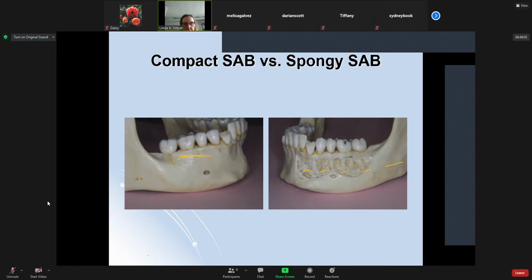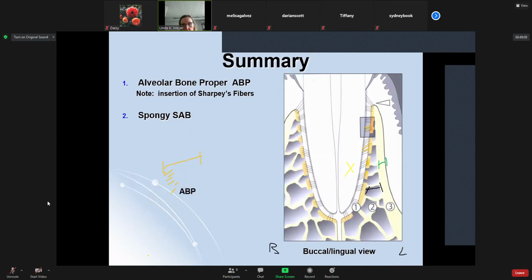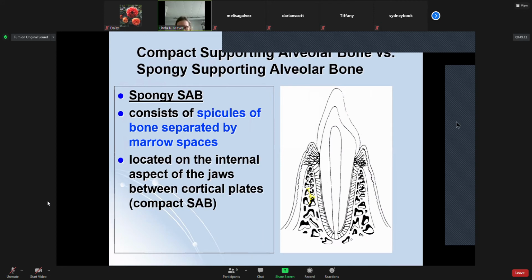Just going back to your diagram, let's just use this one again. None of the details of the basal bone are represented, but with basal bone, you just have spongy bone in the middle and compact bone on the outside.